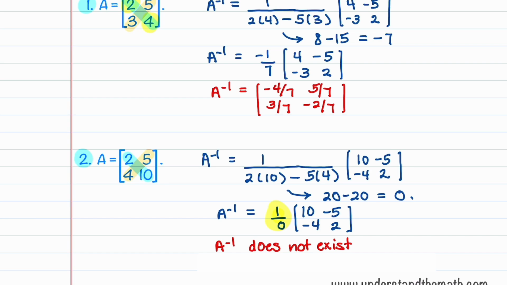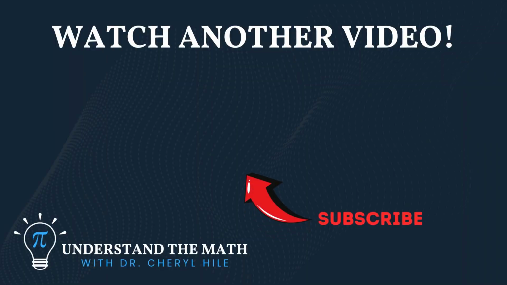And that's it. You now know how to find the inverse of a 2 by 2 matrix.